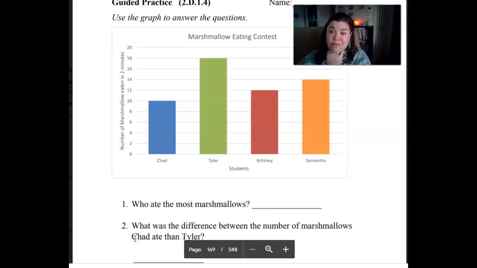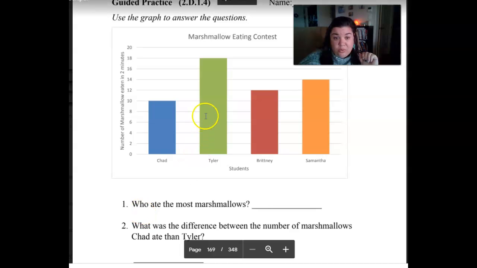So the next question is asking us, what was the difference between the number of marshmallows Chad ate than Tyler? What does difference mean? We know that it is a math vocabulary word. Difference. What does that mean? It means you're going to do a subtraction problem. Yeah. So we want the answer to a subtraction problem.